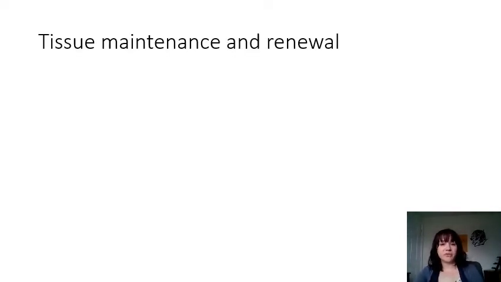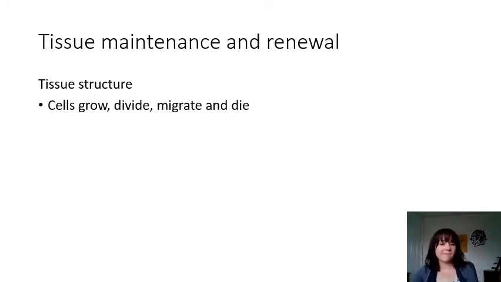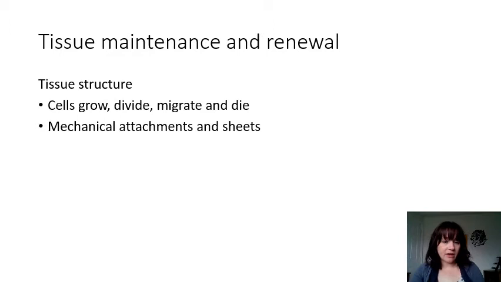So tissues are not static. The majority of the tissues are going to be renewed. The cells within them are going to die and be replaced over the course of your life. Some of them turn over more quickly than others. So when these cells divide, when they die, we have these attachments that need to be reorganized, these structures that need to be maintained, right?